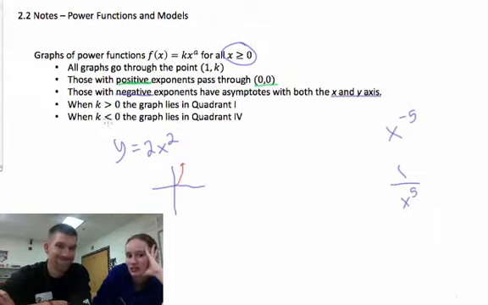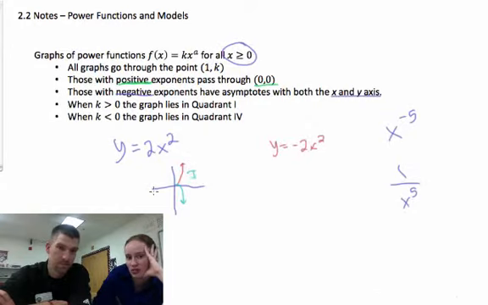So if k is less than 0, that's like negative 2x squared, where we're flipping this down. I'll graph it on the same quadrant, and that part is going to be in the fourth quadrant.